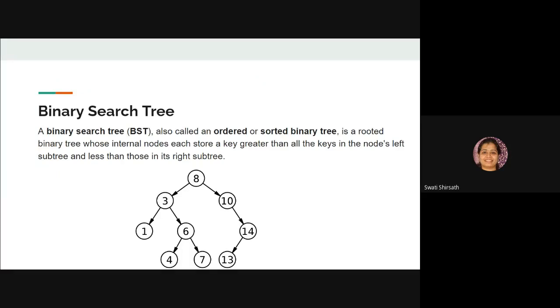In a binary tree, it is not sorted. You can put any element at any point, but the only condition is it should have at maximum 2 elements as children. So a binary search tree is mostly called a sorted binary tree or ordered binary tree. It is mostly used for searching, so that is why the name is binary search tree. Okay. Is there any doubt in this one?